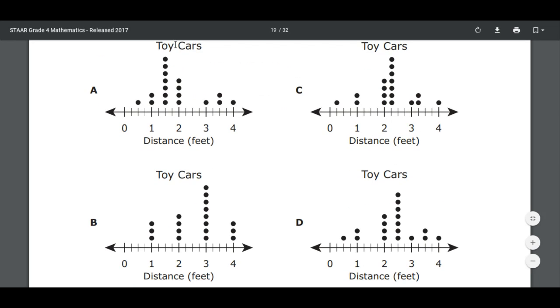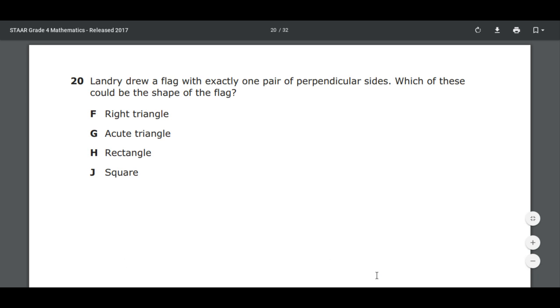A, toy cars, distance feet. B, toy cars, distance feet. C, toy cars, distance feet. D, toy cars, distance feet.